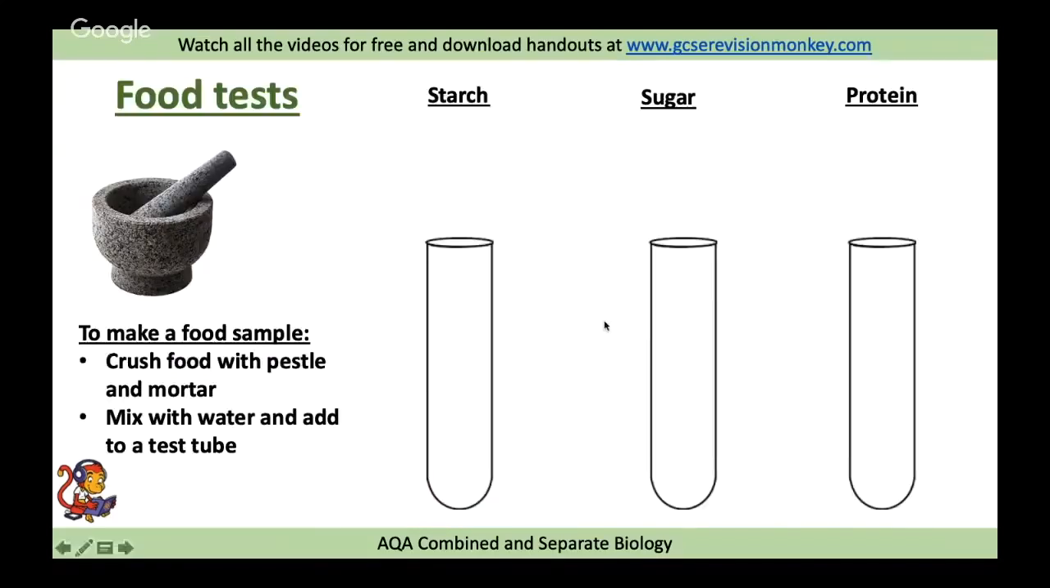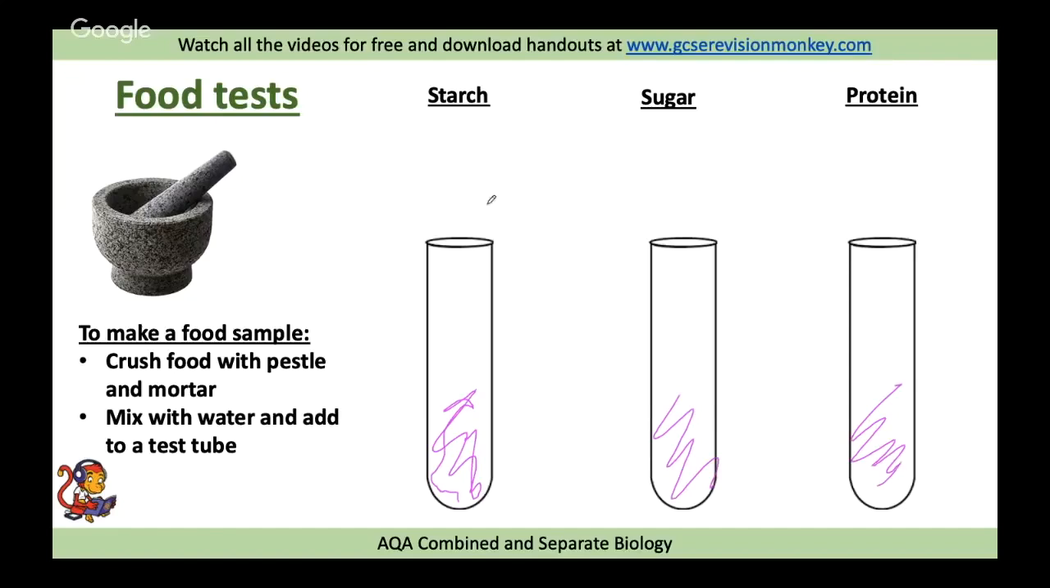Moving on then, food tests. So the food test for fats is not one that you're going to be asked to recall anymore. So you need to concentrate on starch, sugar, and protein. So first of all, you'd crush up some food, mix it with some water, add it to a test tube so you've got your food solution in here.